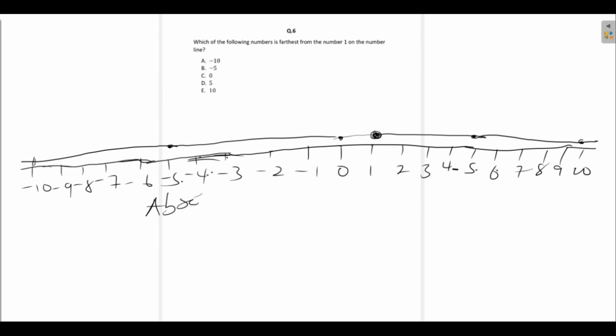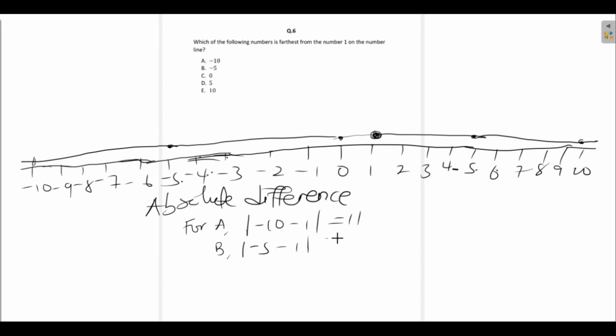You can take the absolute difference of each of the options, and then 1 to see the distance, right? So for option A, the absolute difference of negative 10 minus 1, of course, is going to be 11. Then for option B, we have negative 5 minus 1, which is going to be what? 6. Then for C, we have 0 minus 1, which is going to be 1. Now for D, we have 5 minus 1, which is going to be 4. Then for the last option, we have 10 minus 1, which is going to be what?